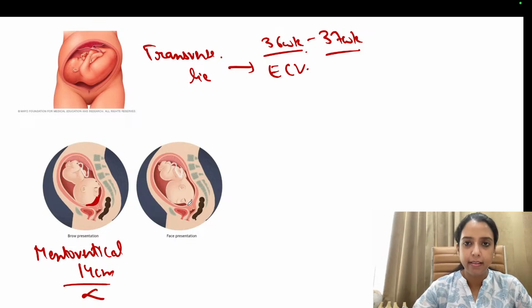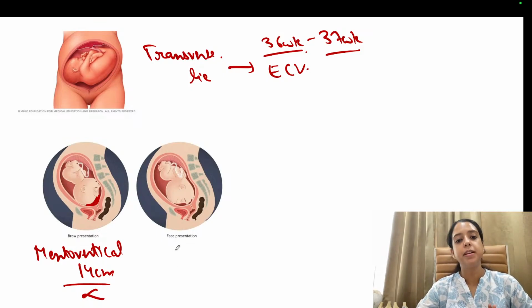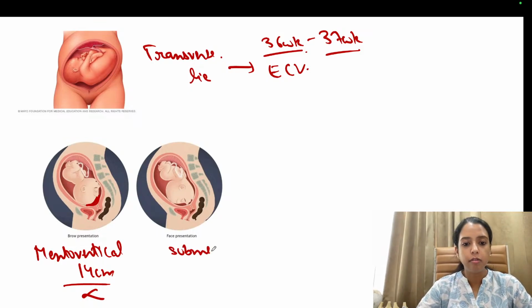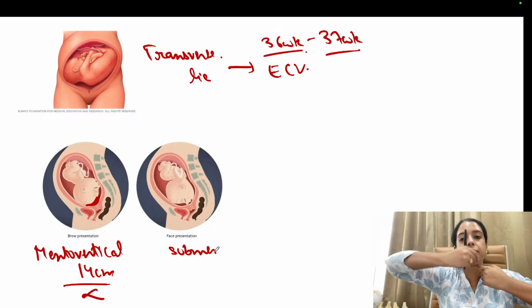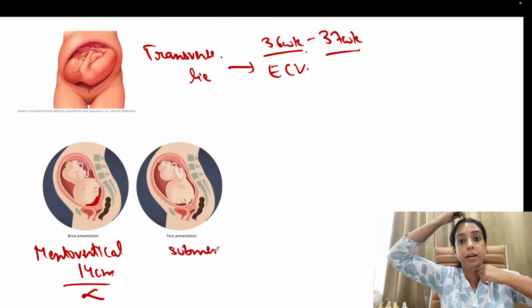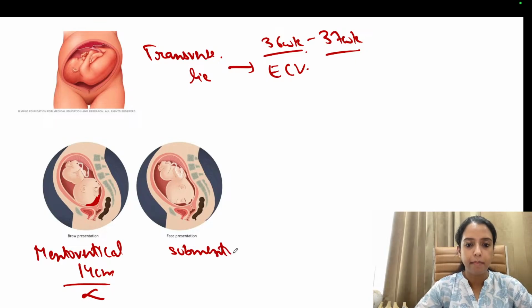Can you see the face? In face presentation, the diameter is submento. This is submento, this is bregma. So for face, what is the diameter? Submento-bregmatic. Submento-bregmatic is the diameter and it's 9.5 centimeters.